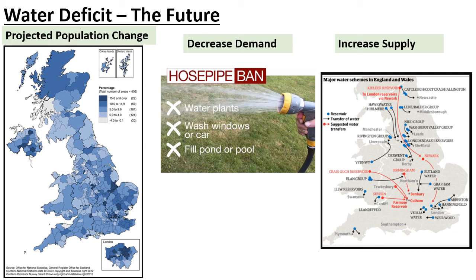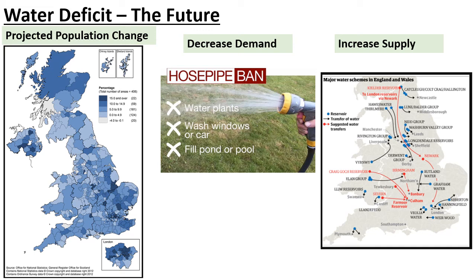So on the left hand side, we've got a population change map. It's very clear that some of the darkest colours are in the southeast. So the area that already has a water deficit, it's likely there's going to be a greater water deficit because there's going to be even more people there. So there's going to be even more demand. So what do we do about it? Either you decrease the demand or you increase the supply, and that kind of helps the balance.